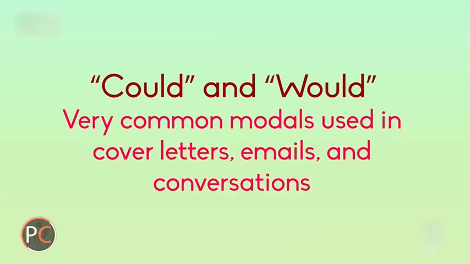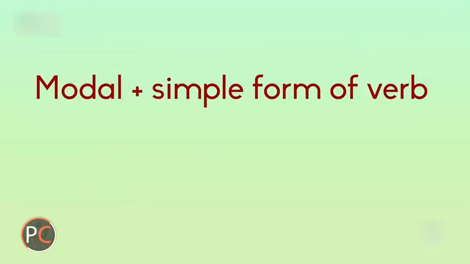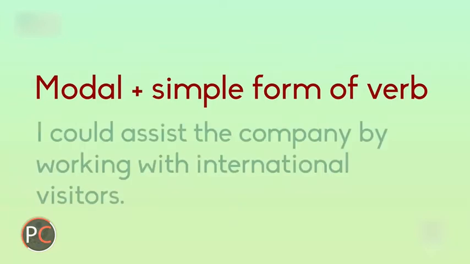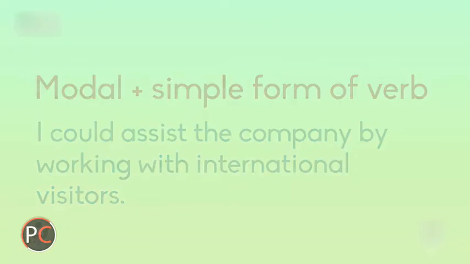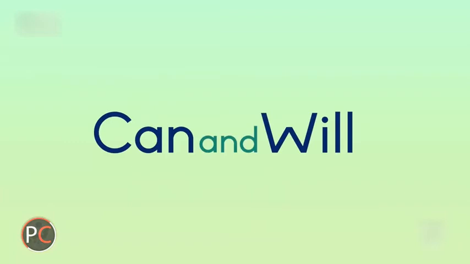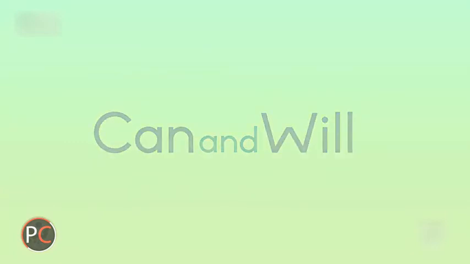When you use a modal verb in the sentence, it must be followed by another verb in the simple form. Look at this example. I could assist the company by working with international visitors. Now, let's talk about the meaning of can and will along with could and would.